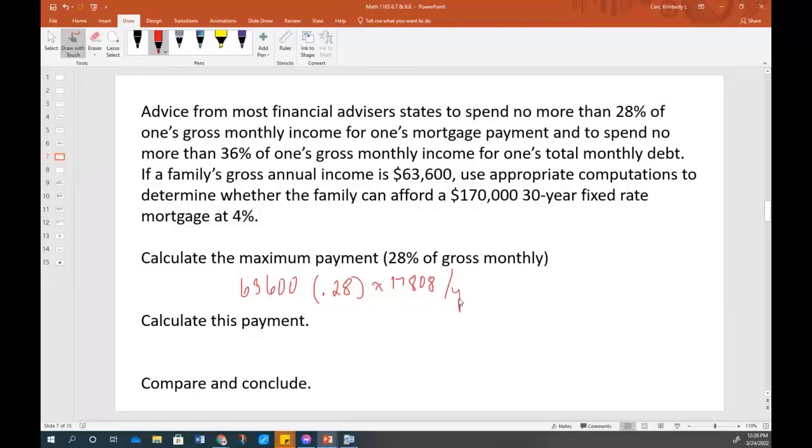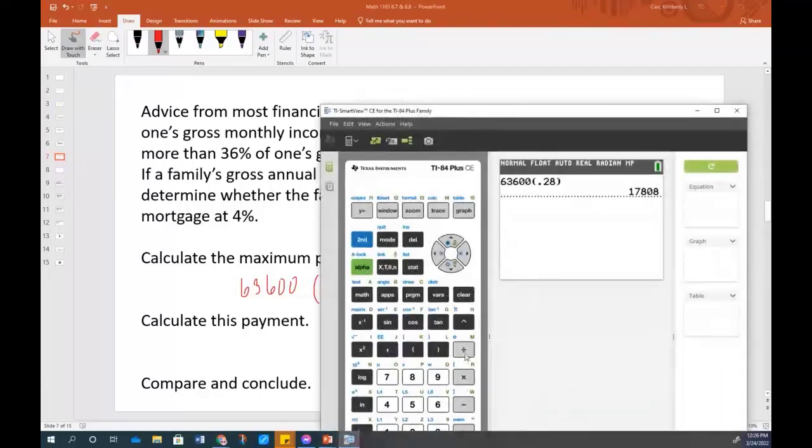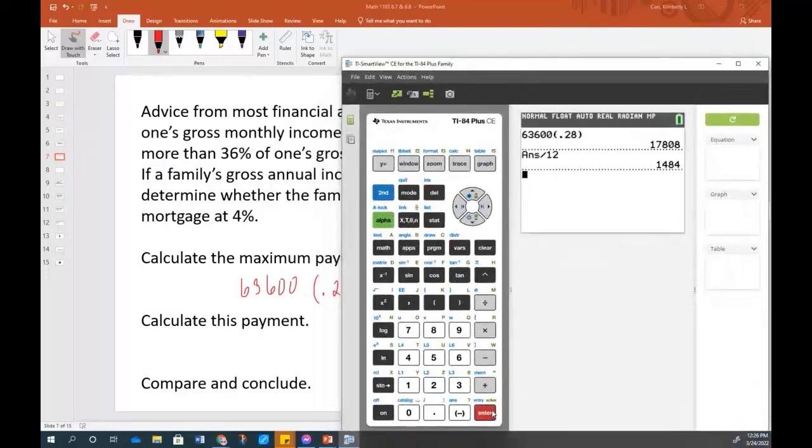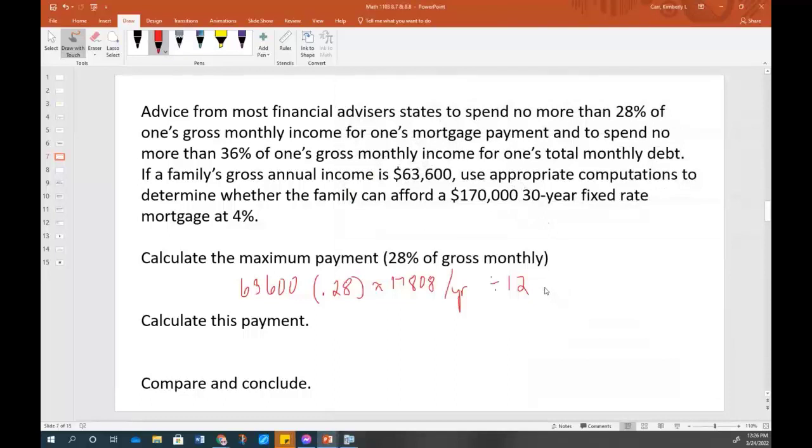$17,808, but that's still a year. So if I want to get that to monthly, I need to divide that by 12. So divided by 12 equals $1,484 a month. $1,484.